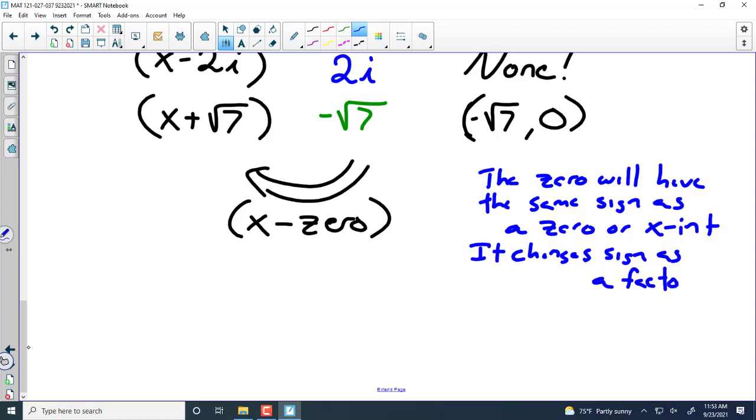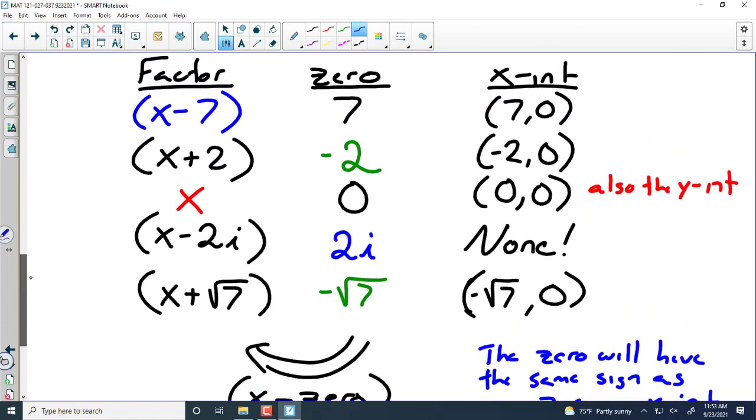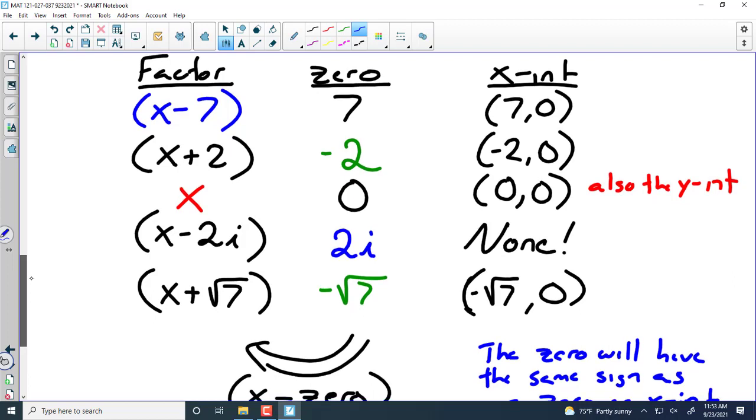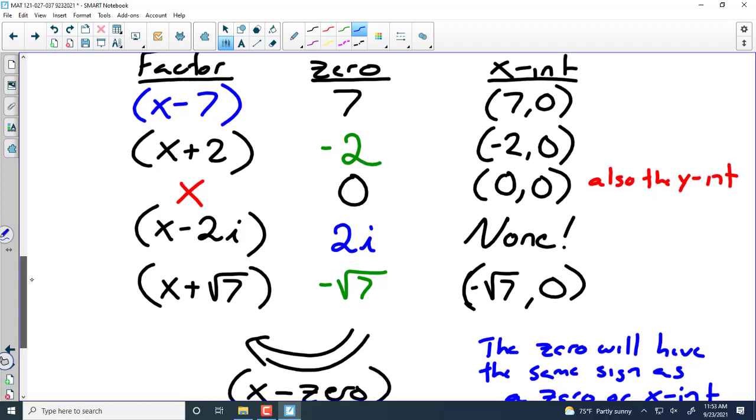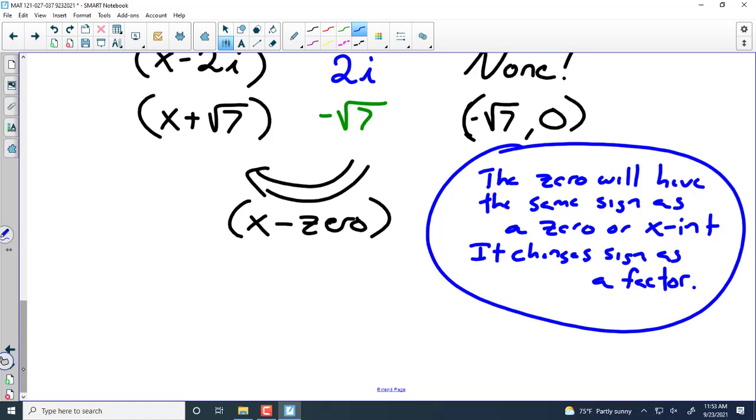Here's a little tip for everyone. The 0 will have the same sign, meaning positive or negative, as a 0 or an x-intercept. So it should look exactly the same as a 0 or an x-intercept. That shouldn't change the sign. Where the sign changes is when you go between 0 and factor. That's where it has a different sign. That's where you go back and forth between plus and minus. Little hot tip for all of you there. And it's nothing sinister. It's just because the 0 is the number that makes the factor equal 0, so that's why it needs to have the opposite sign.